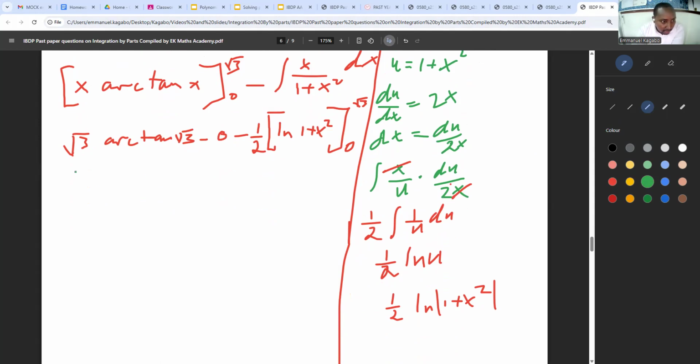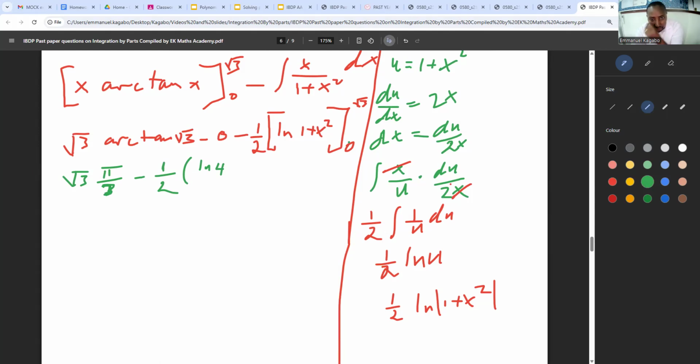Okay? So, I'm going to have square root of 3. That is the pi over 3. Tan inverse of square root of 3 is pi over 3. Minus, can I go with that? 1 over 3. Can I put the square root? That is the square root of 3 squared is 3. So this is ln 4. So it's going to give me bracket ln 4. Do you get that? Because it is square root of 3 squared. That is 3 plus 1.